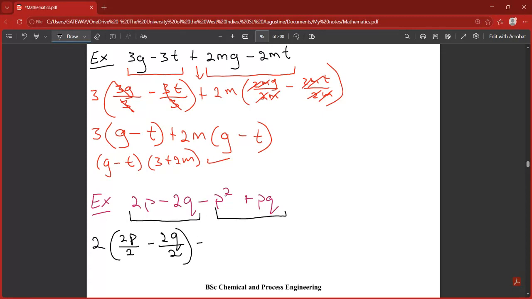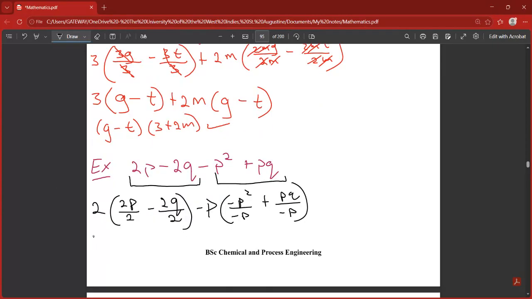For your minus sign that you had in front of p squared, and what is common between p squared and pq, you take out the p, open bracket. You're going to say negative p squared divided by negative p plus pq divided by negative p, close bracket.